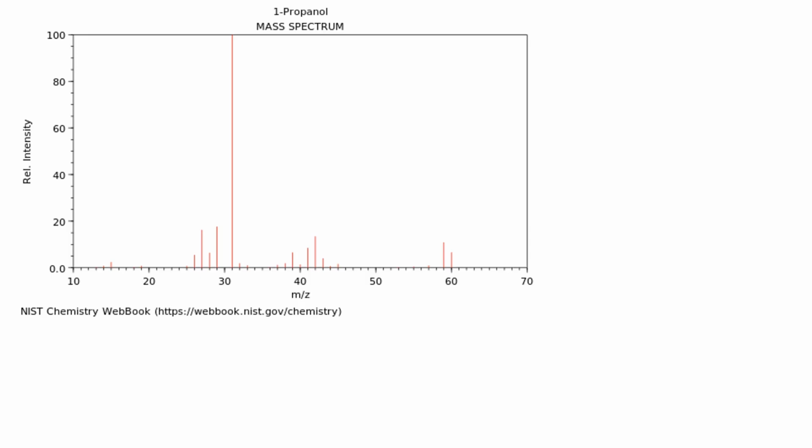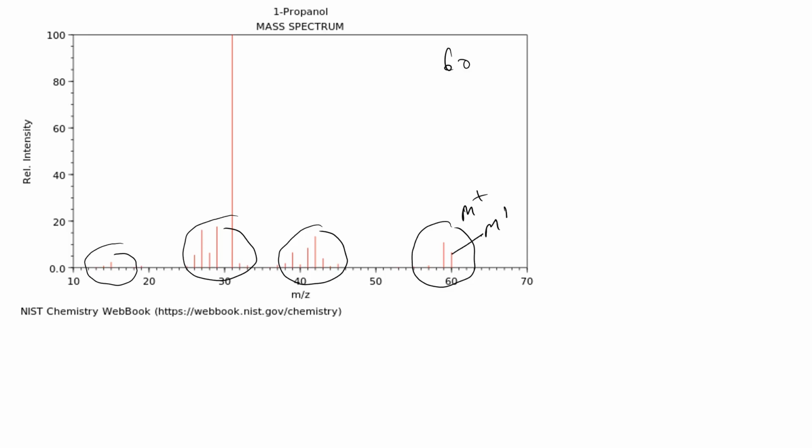So what you need to do is first of all identify each of the clusters. We have this cluster here, a cluster here, a cluster here, and a cluster here. Then in each cluster, identify the highest peak. Now we know that the last peak is usually the molecular mass of the compound, the M plus, and 1-propanol has a molecular mass of 60. So this 60 here is our M plus, that's the molecular mass of propanol.